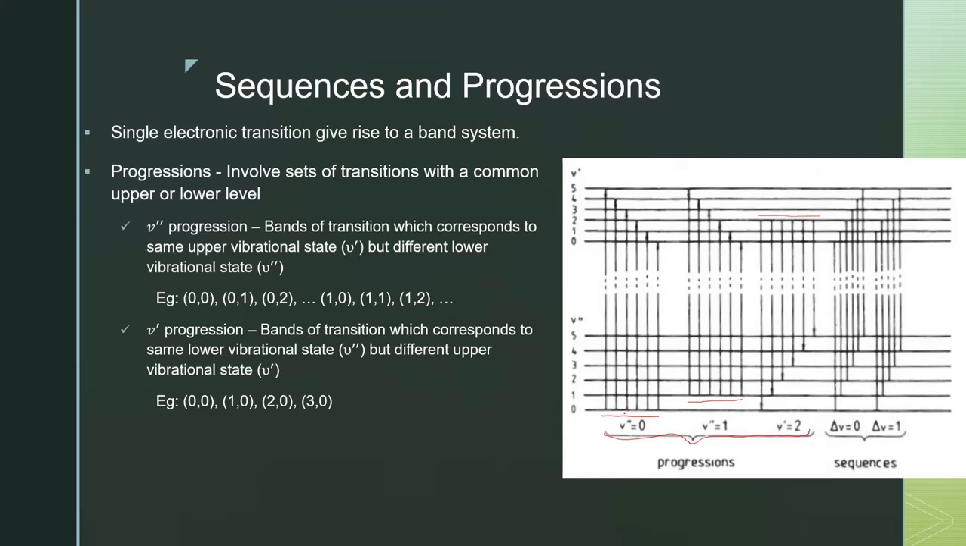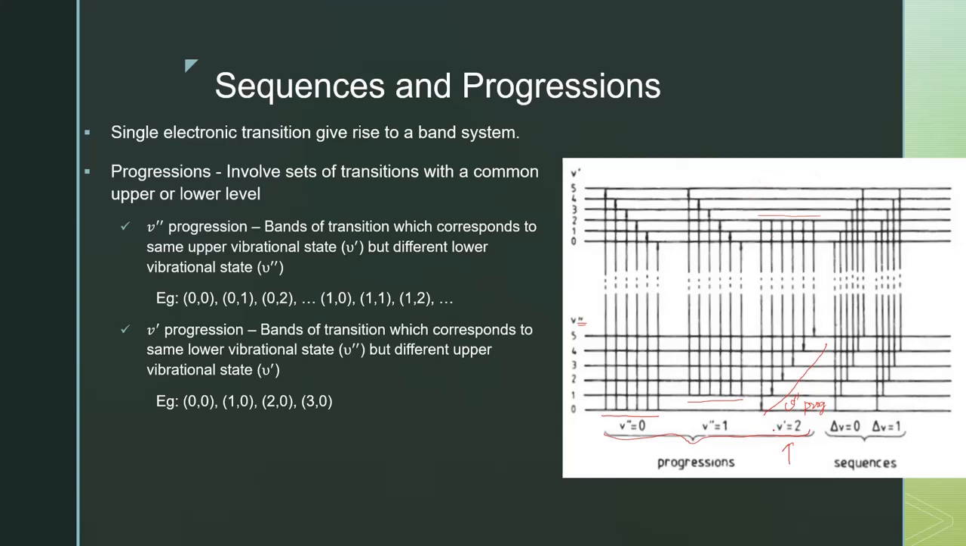Based on whether the upper level or the lower level is fixed, we have two types of progressions: the V double dash progression and the V dash progression. V double dash is what we use for the lower level. If the upper level is fixed and the lower level is what progresses, then this is known as a V double dash progression. In this figure, the third transition step shown is the V double dash progression.